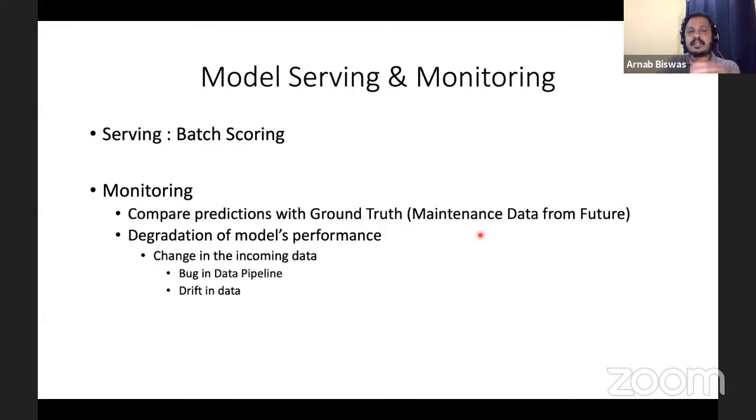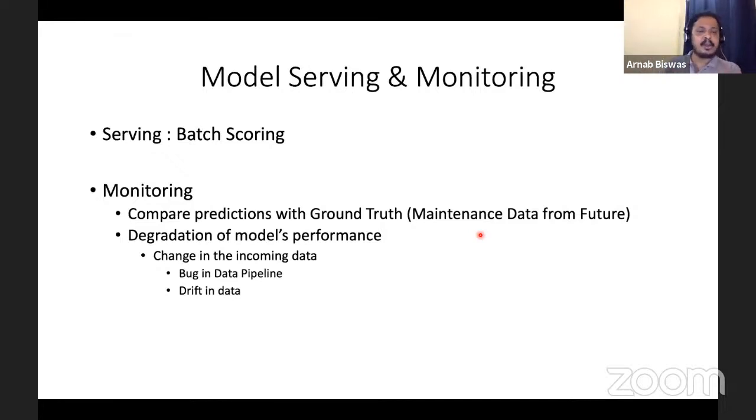As and when the data flows from the IoT devices, should I do a prediction? The answer is probably no. The business would be happy enough if I do the scoring once in a day or once in a particular interval, once I have enough amount of data. So batch scoring should be sufficient, and that's actually easier compared to the real-time scoring.